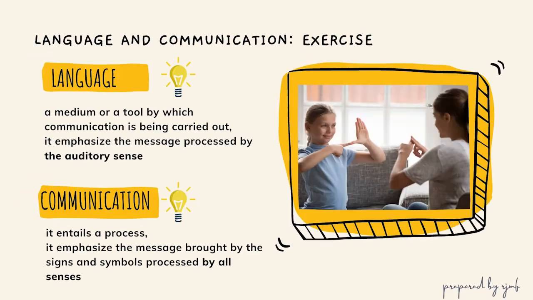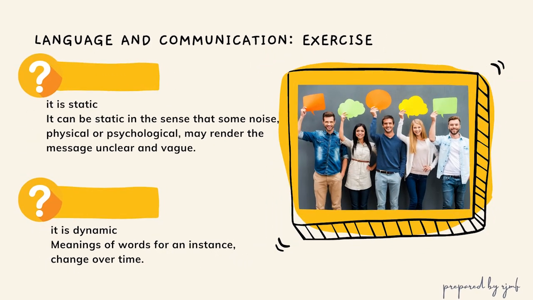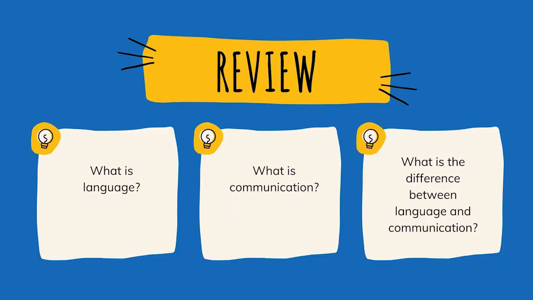These are the answers. Have you got it correctly? Last one. It is static. It can be static in the sense that some noise, physical or psychological, may render the message unclear and vague. The other one is dynamic. Meanings of words, for instance, change over time. Let's check your answers. This time, we will have a review.